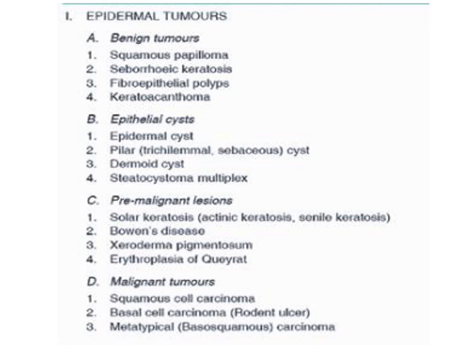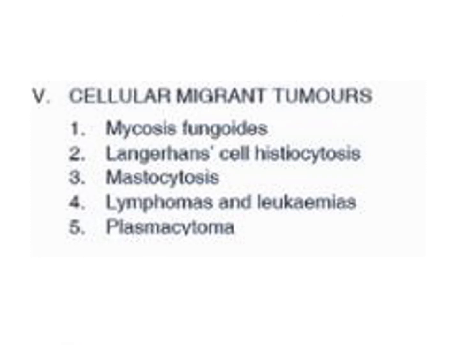The pre-malignant lesions of the epidermis are solar keratosis, that is also termed actinic keratosis or senile keratosis, Bowen's disease, xeroderma pigmentosum, and erythroplasia of Queyrat. The malignant tumors of the epidermis are squamous cell carcinoma, basal cell carcinoma, and metatypical, that is basosquamous carcinoma. The cellular migrant tumors are mycosis fungoides, Langerhans cell histiocytosis, mastocytosis, lymphomas and leukemias, and plasmacytoma.